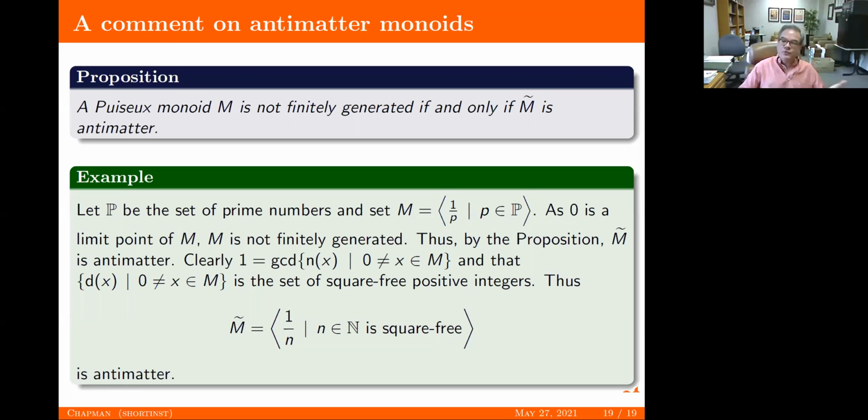And if you go through the construction on the previous slide, it turns out here's what the root closure looks like. It's the Puiseux monoid generated by 1 over N, where N is square free. So that Puiseux monoid turns out to be antimatter. And trying to argue that directly is not overly simple.